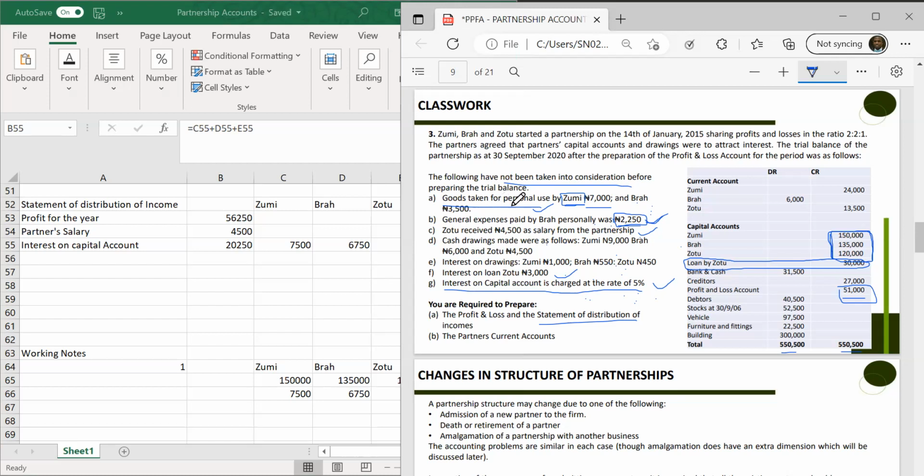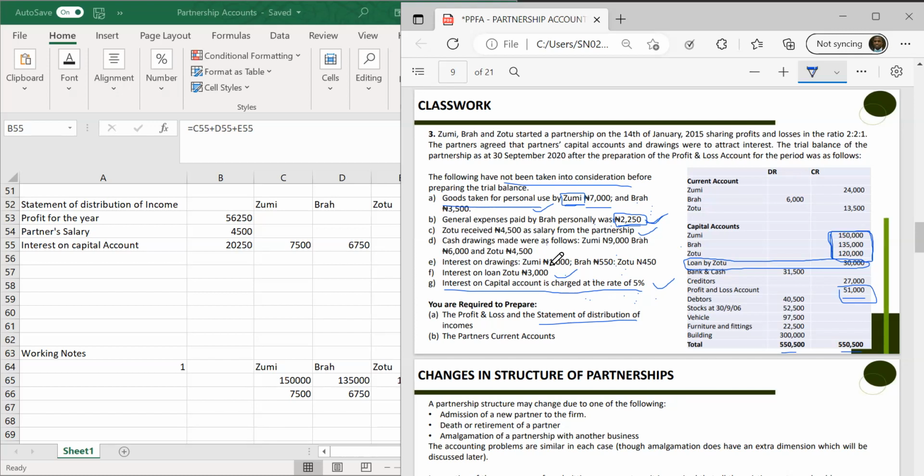Okay, let's start from the beginning. We have done this. General expenses paid by Bra personally was this. We have used this earlier. Zotu received partner, you are doing this. Cash drawings were as follows. This one will go to the capital account, right? But what about the interest on drawings?